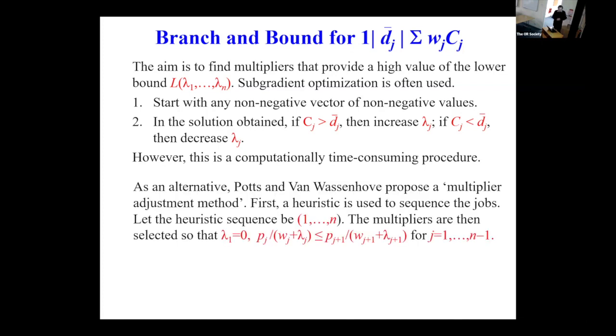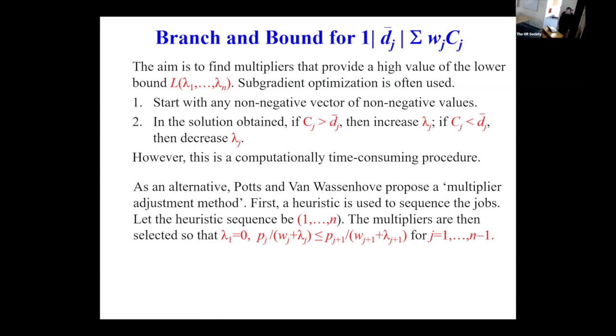So this is what we do instead. We use what we call a multiplier adjustment method. We use a heuristic to sequence the jobs. And suppose our heuristic is just sequence the jobs in the order 1 up to n. So what we're going to do is to choose the multipliers so that this sequence is the one that we would get by minimizing L.